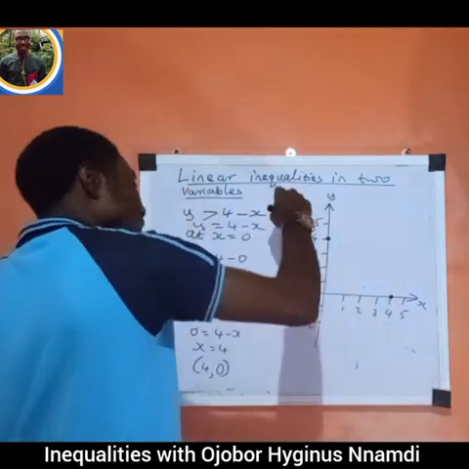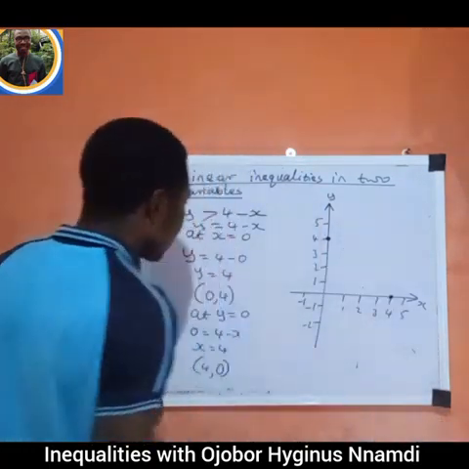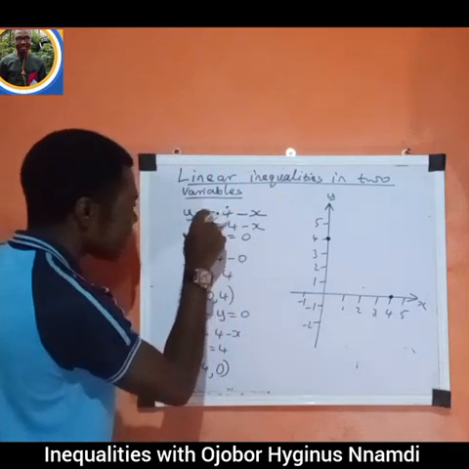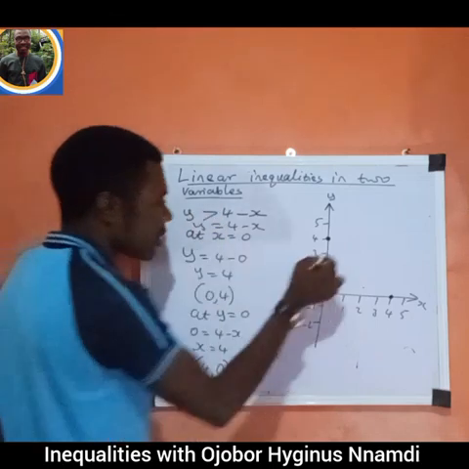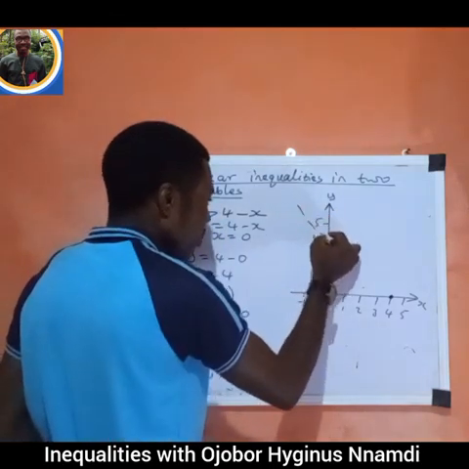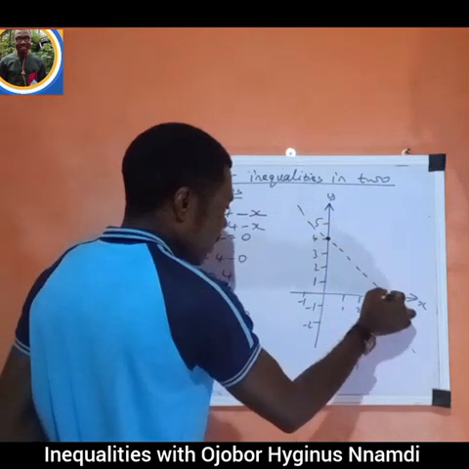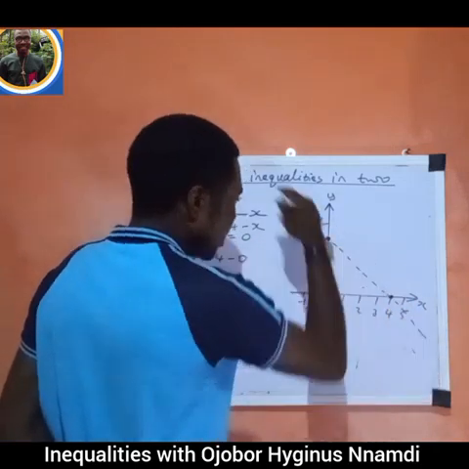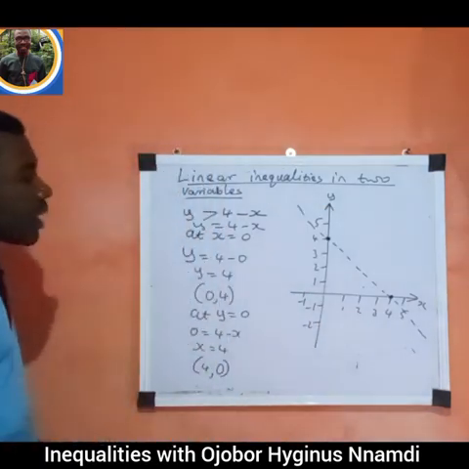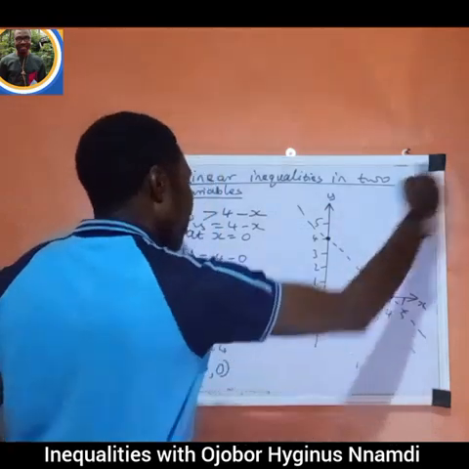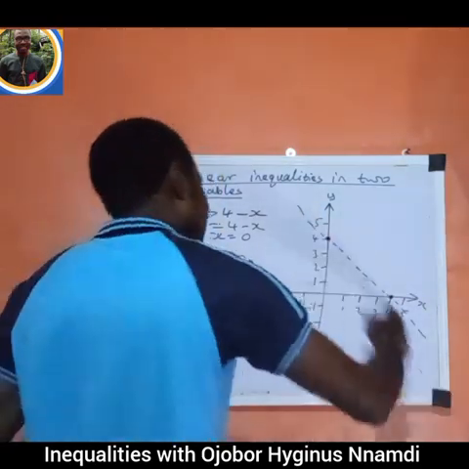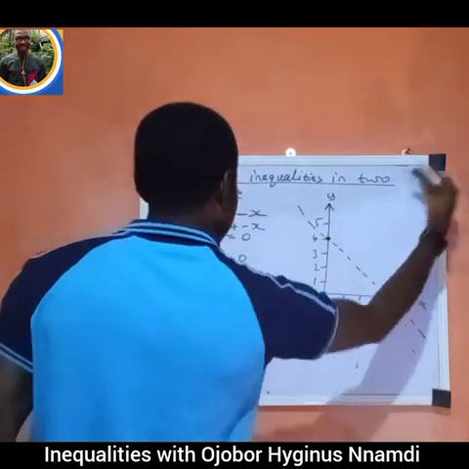Now, what will determine whether it is going to be a broken line or a continuous line is if the inequality sign has equality on it. This is greater than, there is no equality on it, so it is going to be a broken line. If it is greater than or equal to, that is when it will be a continuous line. So as we've drawn this line, this is the boundary between the up and the down. We have two regions now, dividing this Cartesian plane into two regions, up and down.